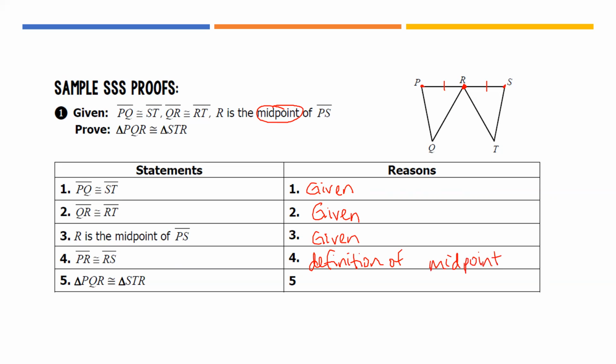Okay, so the givens told us that PQ was congruent to ST, that QR was congruent to RT, and we just proved that PR was congruent to SR. I now have all 3 sides of one triangle congruent to all 3 sides of the other. So I'm allowed to say that those 2 triangles are congruent by side-side-side congruency.